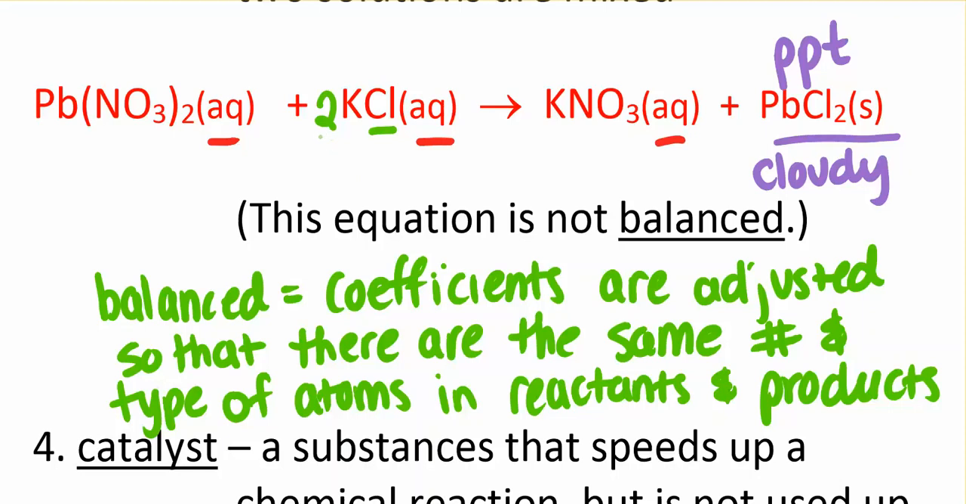So by putting a 2 there, I've balanced chlorine. Let's look at what else that just affected though. Now I have 2 potassium atoms in my reactant and only 1 in my product. So I'll add another 2 here, and that gives me 2 potassiums. On this reaction, because the polyatomic ions remain intact, you may recognize the NO3 as nitrate.